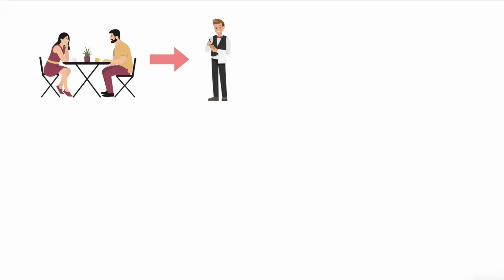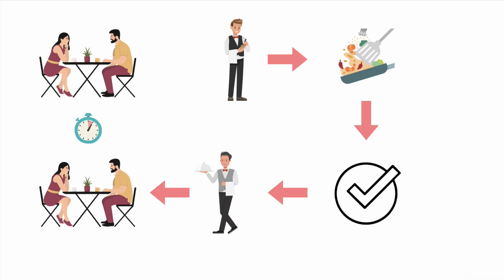Let's illustrate this with an analogy. Imagine you're at a restaurant and you order a dish. You're essentially blocked until the waiter brings you your food. You can't order another dish, you can't pay the bill, you can't even leave the table until you get your meal. You're completely dependent on the restaurant's kitchen to fulfill your request.